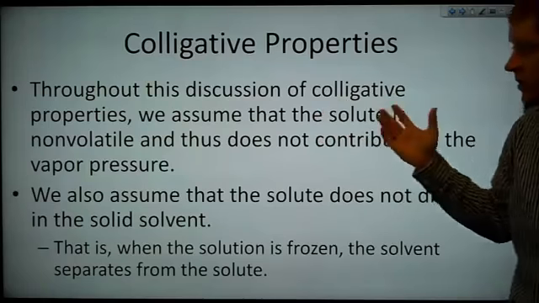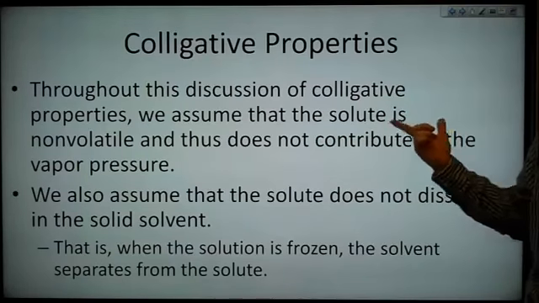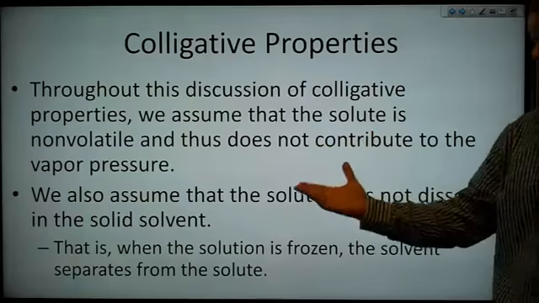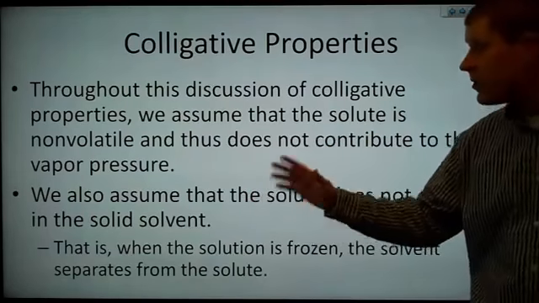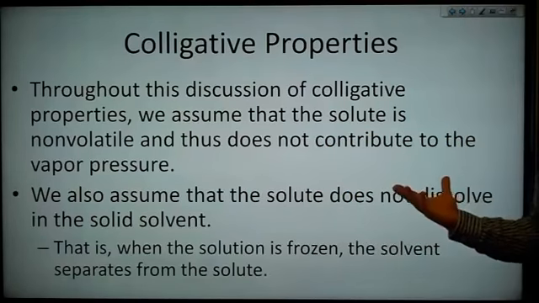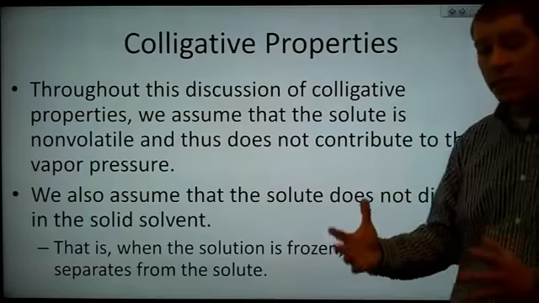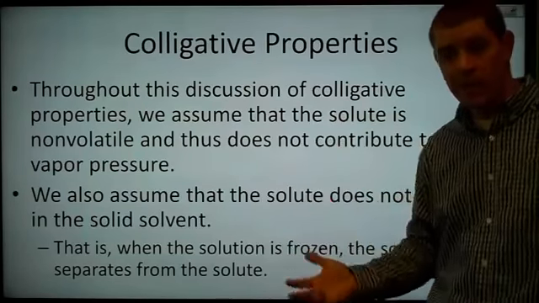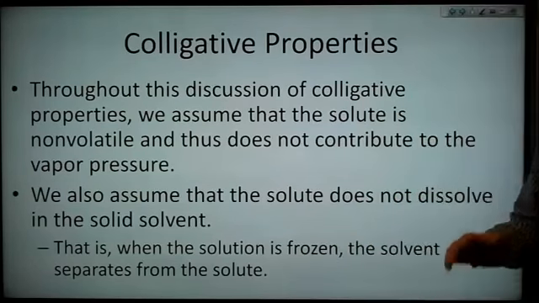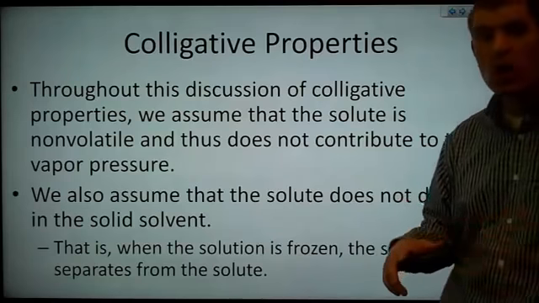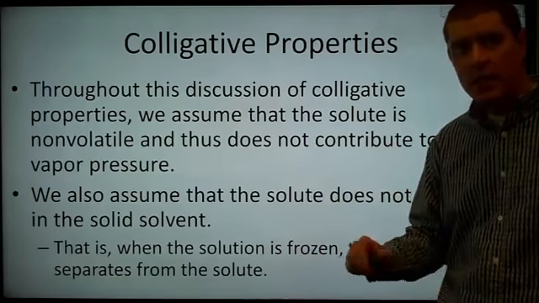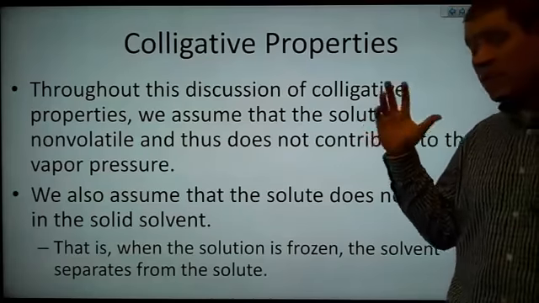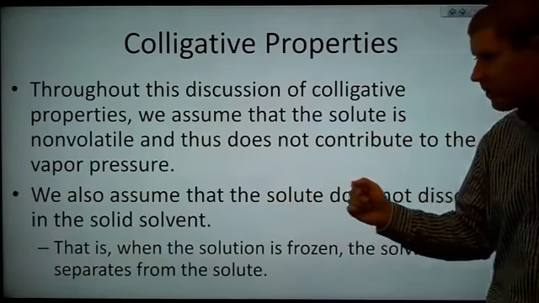Throughout this discussion of our colligative properties, we're going to assume that our solute is non-volatile. If it's non-volatile, that means that it doesn't contribute to the vapor pressure. So we're assuming that our solute has a vapor pressure of 0. So sodium chloride or something like that. It's not something like water or benzene, something that has a significant vapor pressure. We're using something that has essentially 0 vapor pressure.